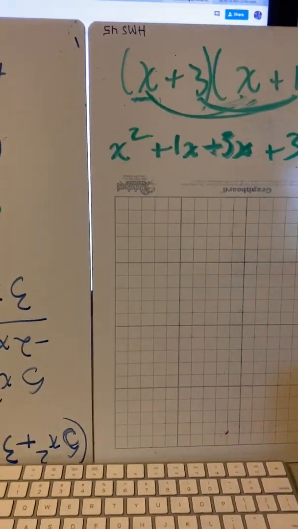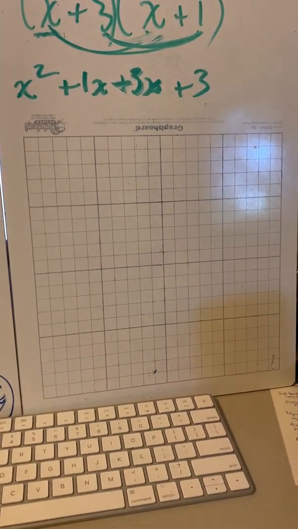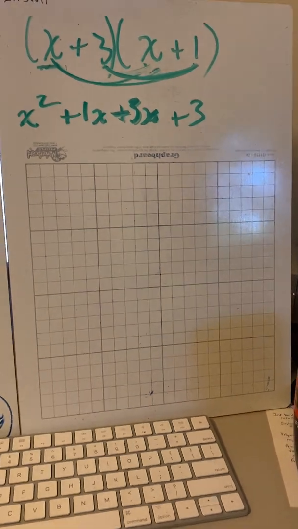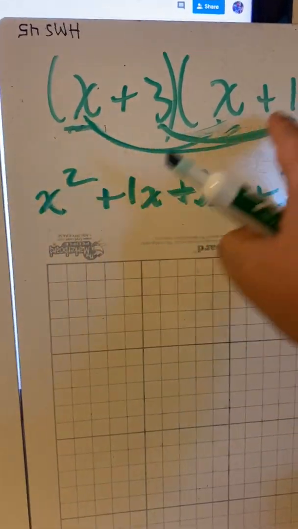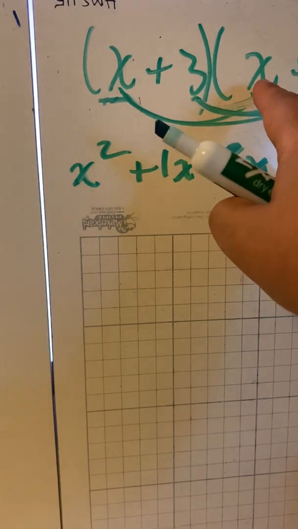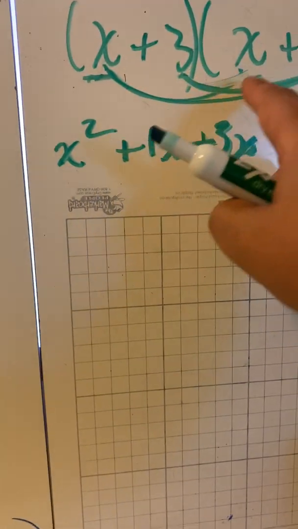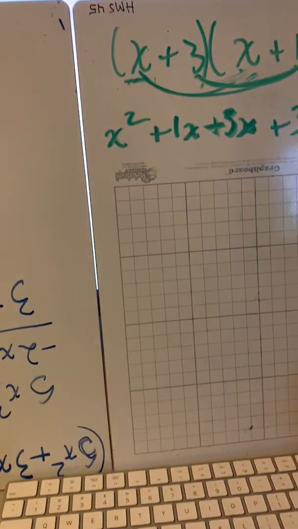It is the exact same thing as the FOIL method. It's just that they created a name for FOIL, first, outside, inside, last, for the distribution of each part of this problem. First, outside, inside, last. Distribute the x, distribute the x, distribute the 3, distribute the 3. Combine like terms, makes the same answer.